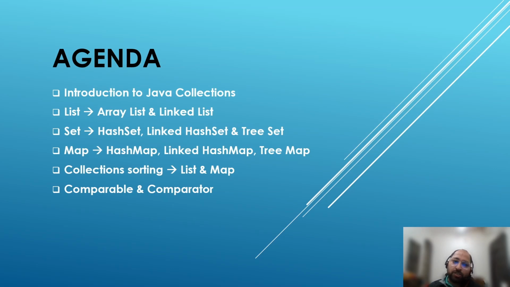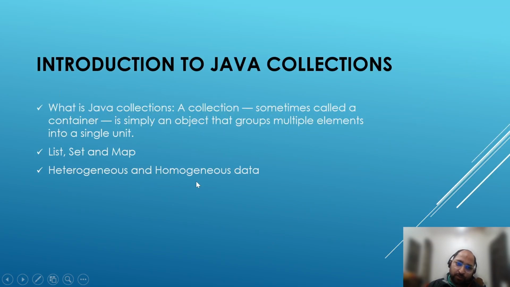Corresponding to these interfaces, we have implementations provided by Java: ArrayList and LinkedList in case of list. For set, we have HashSet, LinkedHashSet, and TreeSet. And for map, we have HashMap, LinkedHashMap, and TreeMap. Though there are multiple implementations, we are going to focus on these because they are widely used during automation. Later we are going to talk about sorting of collections using Comparable and Comparator, which we will also discuss as part of this series.